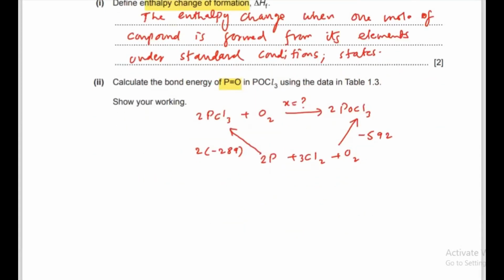So if we consider this, now, according to Hess's law, this is one route and this is another route. So this is 2 times minus 289 plus x is equal to minus 592. So x is equal to minus 592 plus 2 times 289.